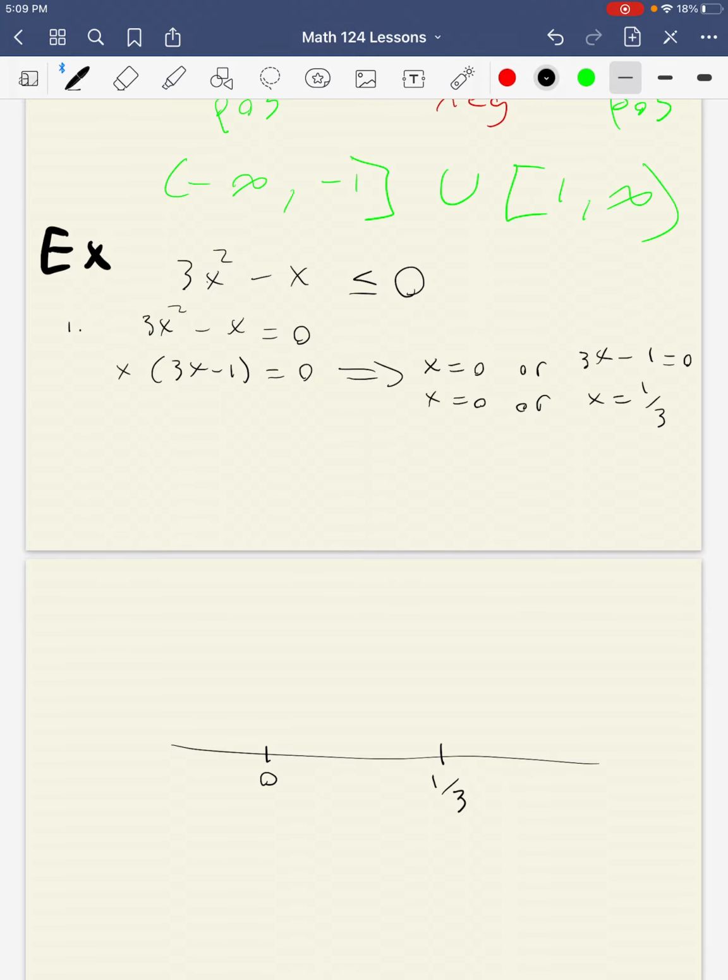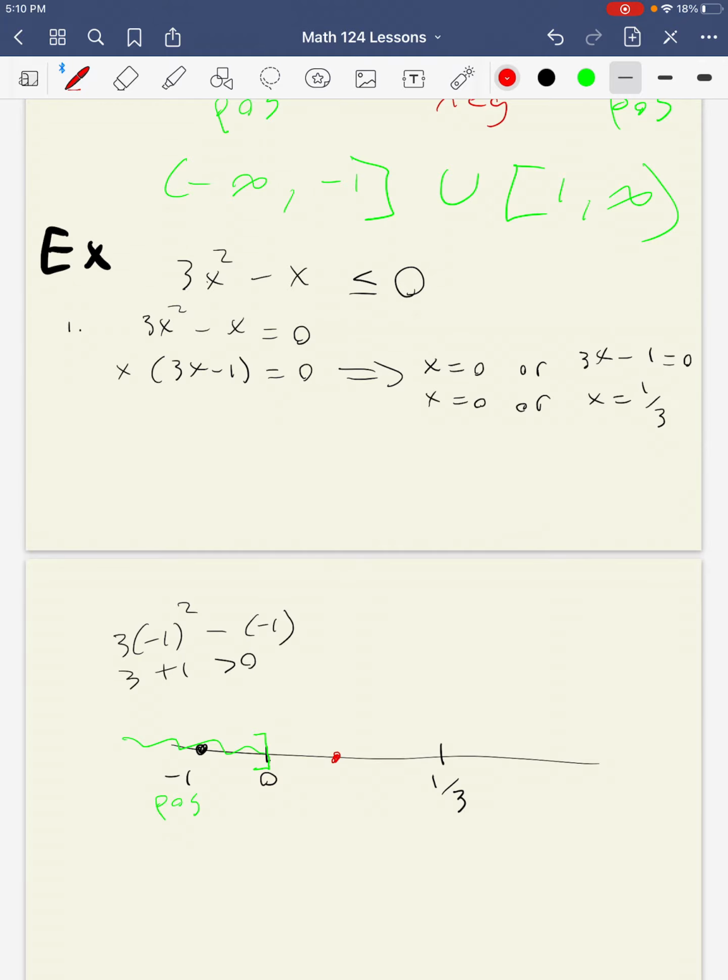And yeah, we could just plug in some values. So let's plug in the value -1 to the original problem. That's 3 times -1 squared minus -1. 3 plus 1, positive, right? Cool, so anything in here is positive.